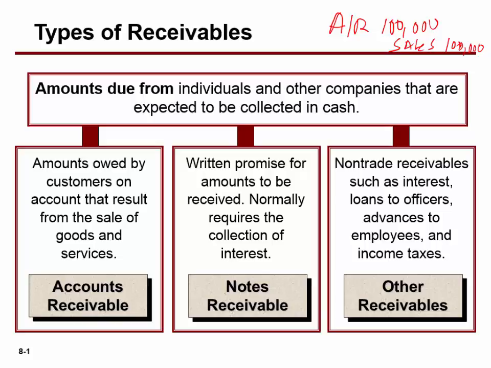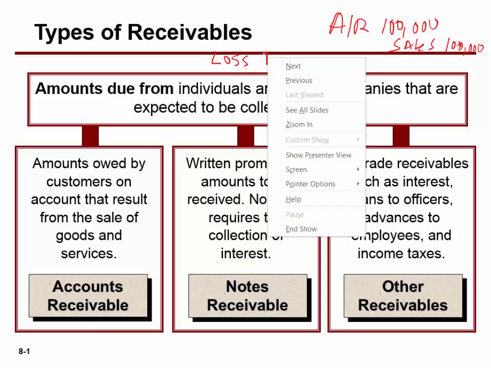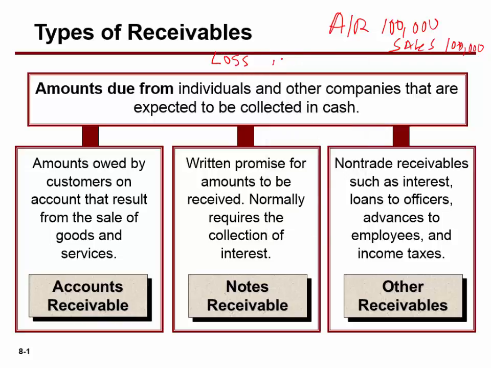You want me to take a loss? Okay, so I'm going to debit loss. Is a loss a debit or a credit? I'm going to debit loss, okay, for $1,000. 1% is 1,000. Okay, good. I got to credit something. What do you want me to credit?